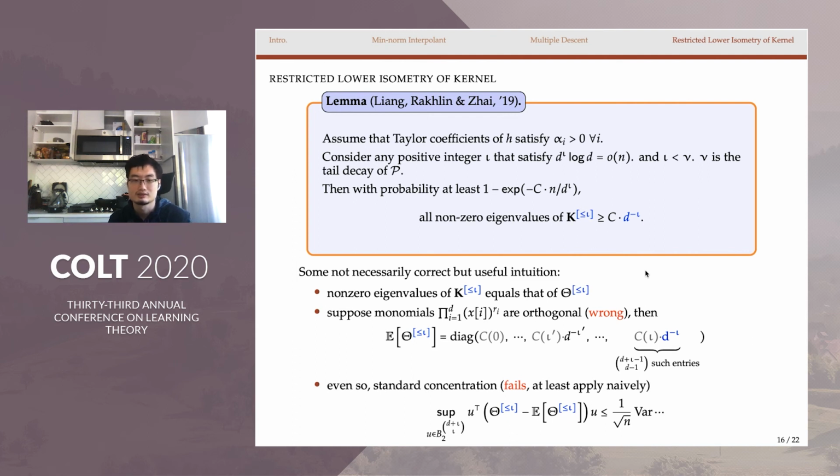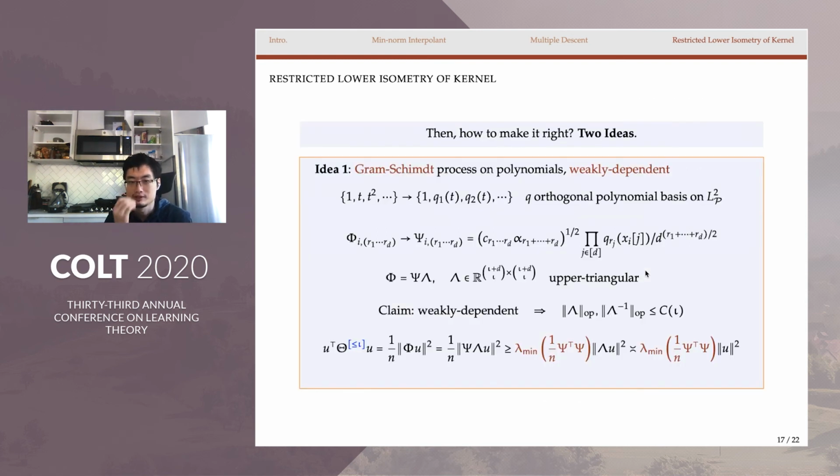Secondly, suppose the features are orthogonal, then we can have theta's expectation to be diagonal. But unfortunately, this is wrong. And lastly, maybe we can use standard concentration to show that theta is converging to something, but this is again wrong. So we have to do something here. We have two ideas that can make the intuition correct.